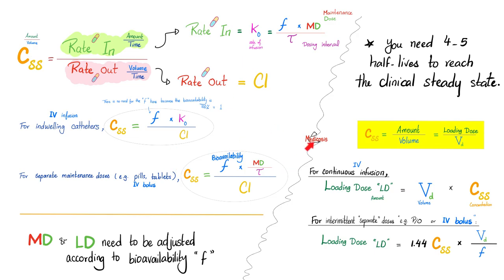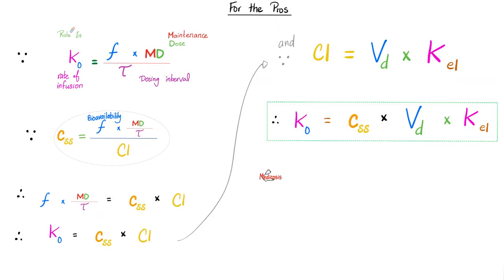Here are all the equations that you need. Don't forget, maintenance dose and loading dose are dependent on the bioavailability, which depends on the route of administration. How do I get the loading dose? It's an amount, which equals volume times concentration. But what if the drug is oral? Well, you have to adjust it a little, and it's 1.44 times the steady state concentration times the volume of distribution. Since this is oral, you have to account for the bioavailability. For the pros, let's play with some algebra.